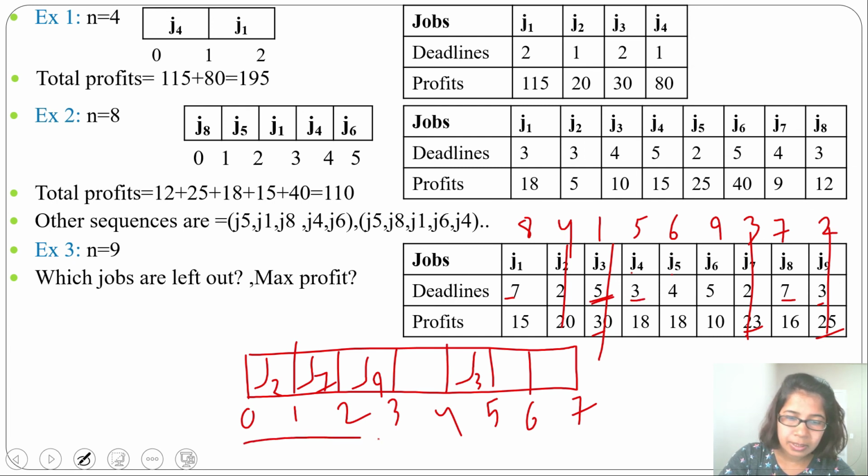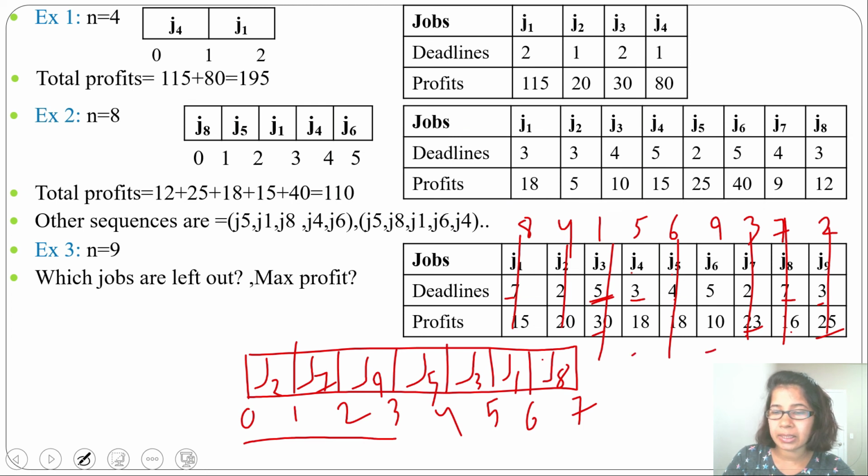Next job 4, deadline is 3. But the first 3 slots are already full. So I cannot do job 4. Next job 5, deadline is 4. I'll write job 5 here. Next job 8, deadline is 7. I'll write job 8. Next job 1, deadline is 7. So I'll write job 1 here. Job 1 and job 8 can be altered. Both deadlines are 7. So I'm skipping job 4 and job 6 as time slots are not available.